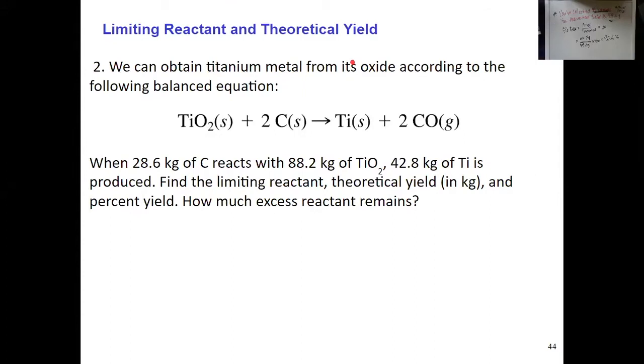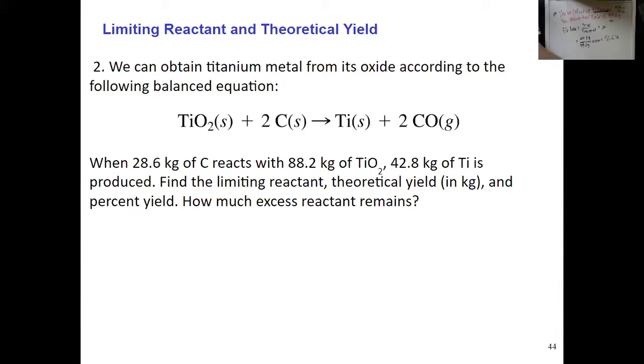Okay, here's another example. We obtain titanium metal from its oxide according to the following balanced equation. When 28.6 kilograms of carbon reacts with 88.2 kilograms of TiO2, 42.8 kilograms of titanium is produced. Find the limiting reactant, theoretical yield in kilograms, and the percent yield. How much excess reactant remains?